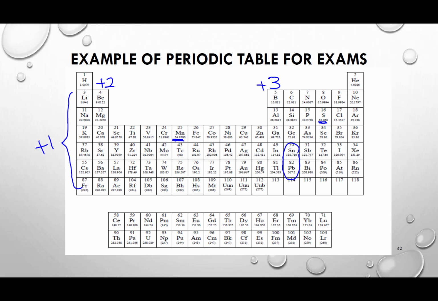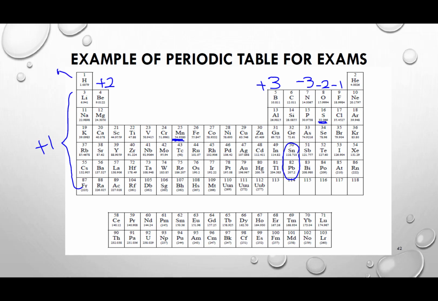Group 5, starting with nitrogen, they're non-metals, -3. Group 6, starting with oxygen, they are -2. And group 7, they're all -1. And the last group, they are 0 because they are inert gases. They do not participate in any chemical reaction.